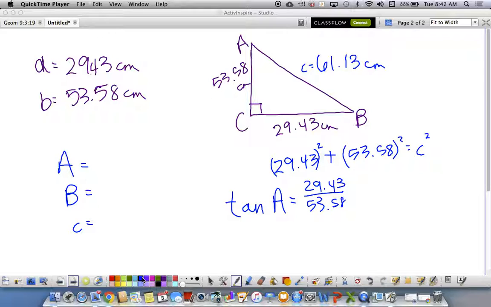How do you find an angle? What are you doing in your calculator? You're hitting numbers, but you're not telling me what you're doing. Tell me. First, you have to use the inverse, tan negative 1. A equals tan negative 1. And then, don't put this in and get a decimal first. You can. We just do tan negative 1 and then in parentheses, put 29.43 divided by 53.58.